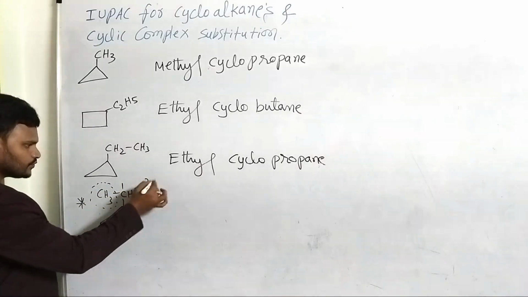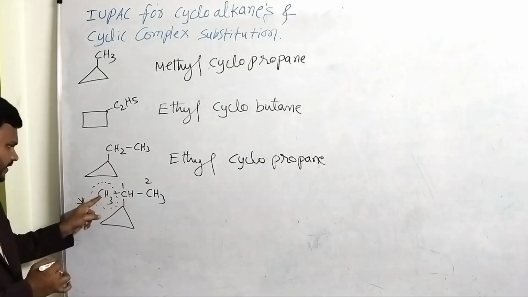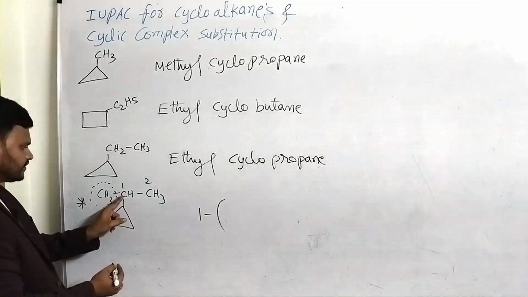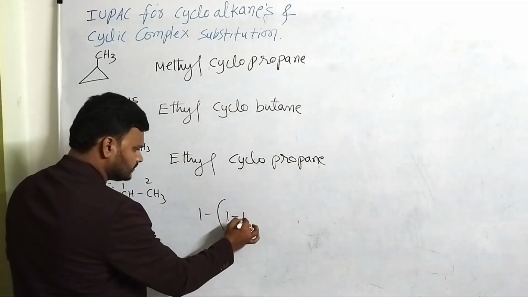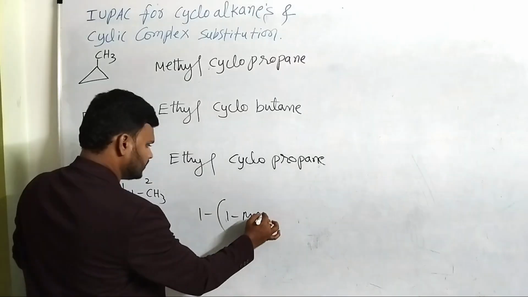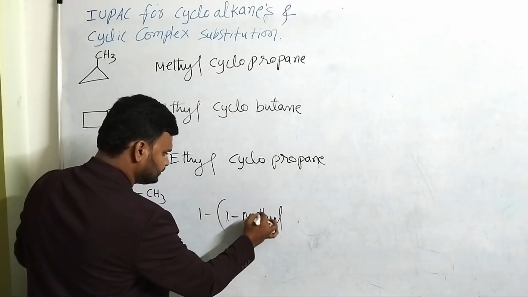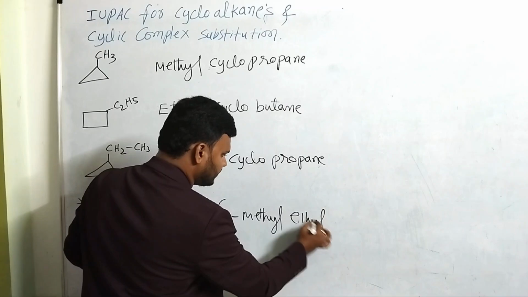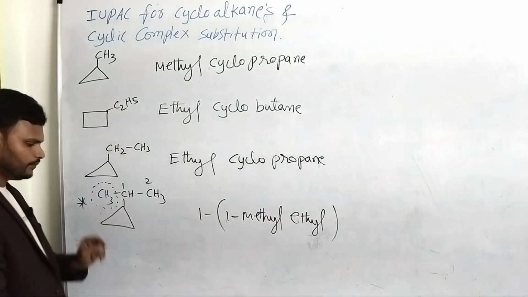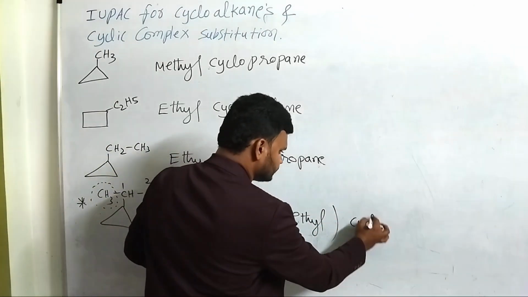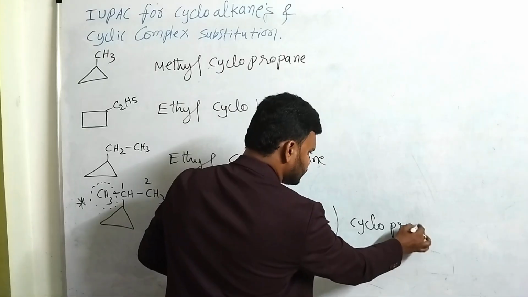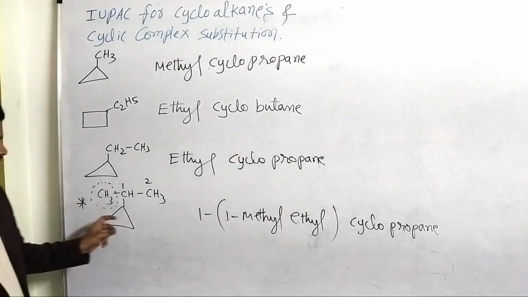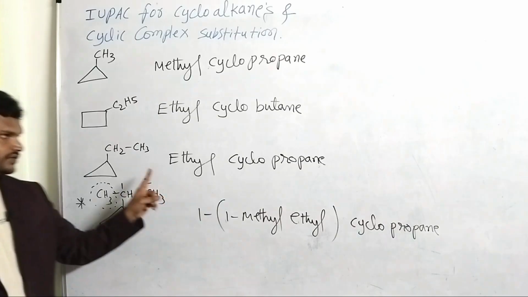This is 1, this is 2. That's the reason first you have to write this one. 1 methyl, since the first carbon has a methyl. Next, 2 carbons, ethyl. Then bracket close. Cyclopropane. So when it comes to cyclic complex substitution, this is the way to write the correct answer. Just have a look.